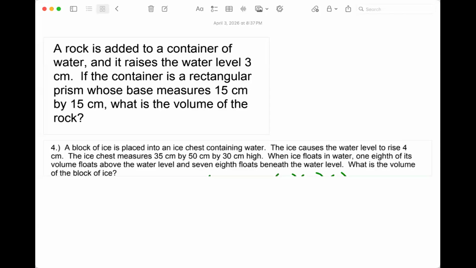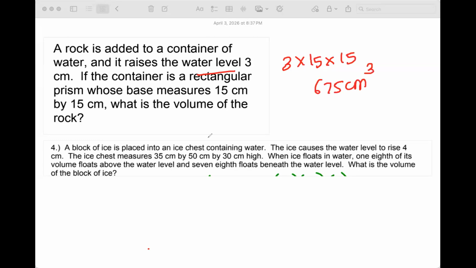Ashrita, the first one is correct, but the first one is not centimeter. The unit is different. Water level rises by 3, cubed, right? Yes. Okay, 675 centimeter cube. Then a block of ice is placed into an ice chest containing water. The ice causes the water level to rise by 4 centimeter. Okay, the ice chest measures this. When ice floats in the water, 1/8.